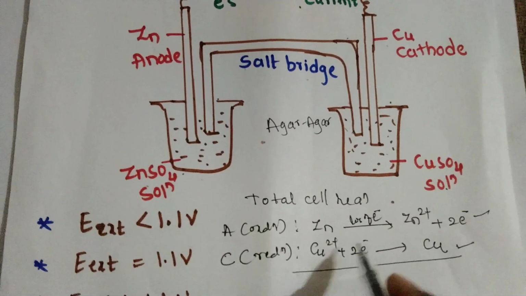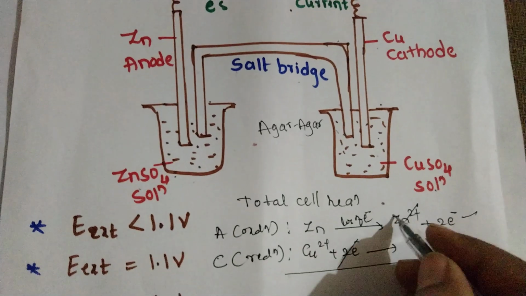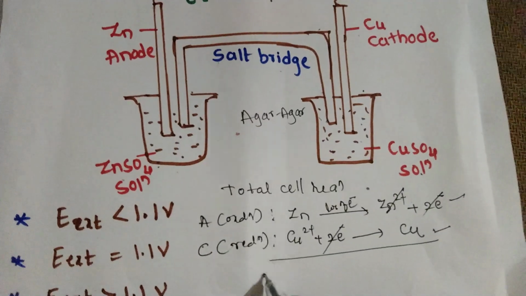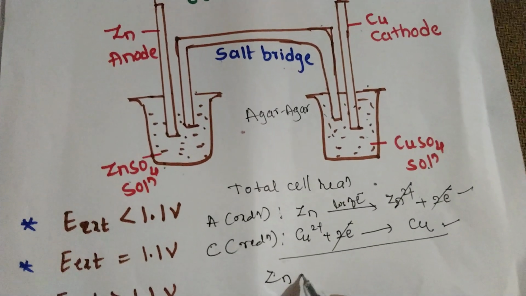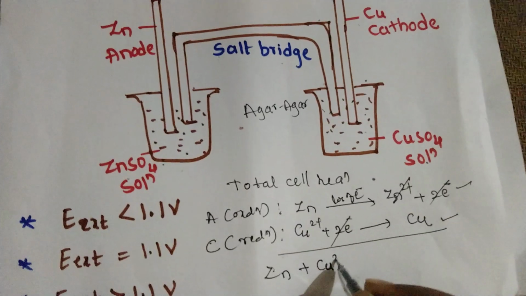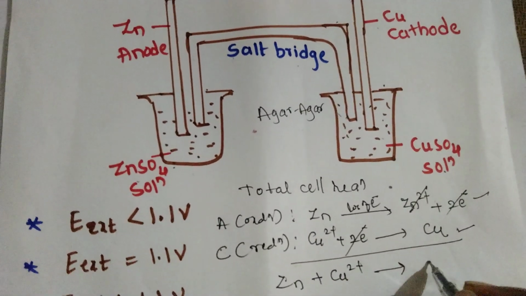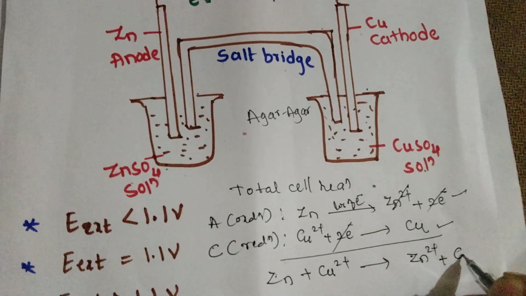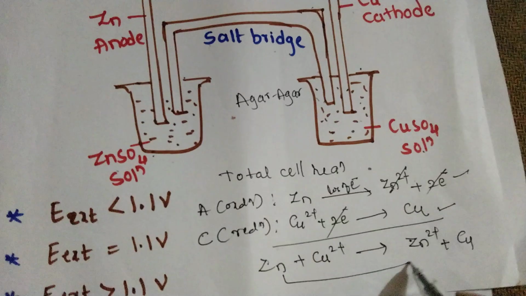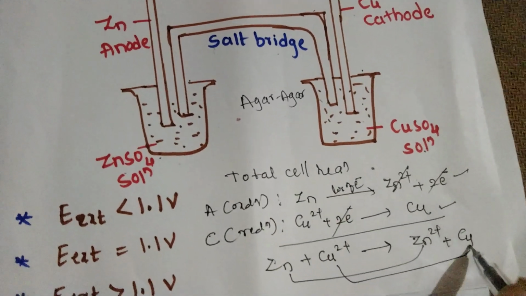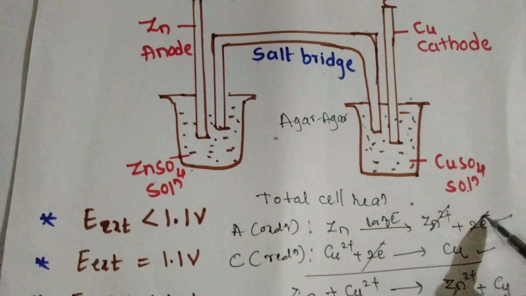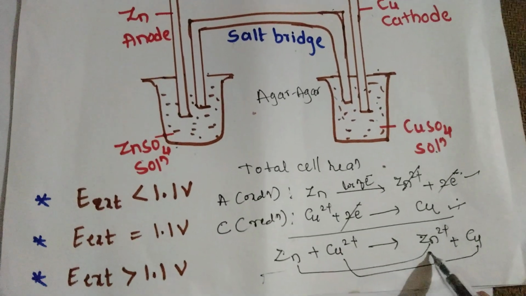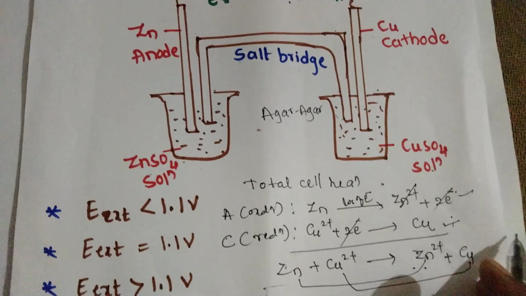Now the total reaction becomes: the two electrons get cancelled, that is Zn plus Cu2+ gives Zn2+ plus Cu. Here the oxidation occurs and here the reduction occurs. The combination of these two half cells makes one electrochemical cell, that is the Daniell cell.